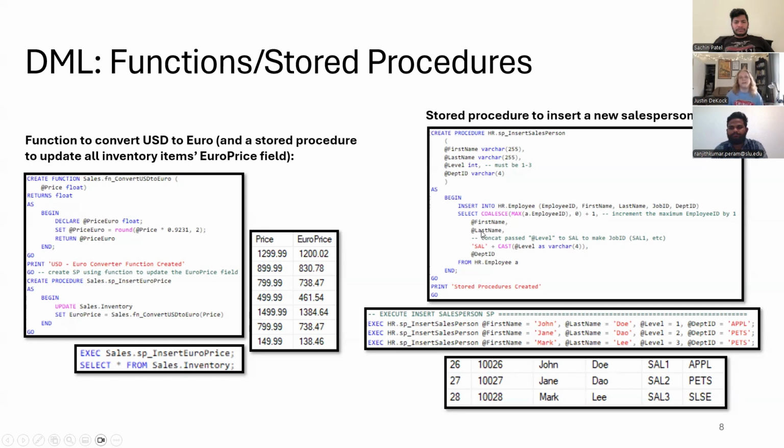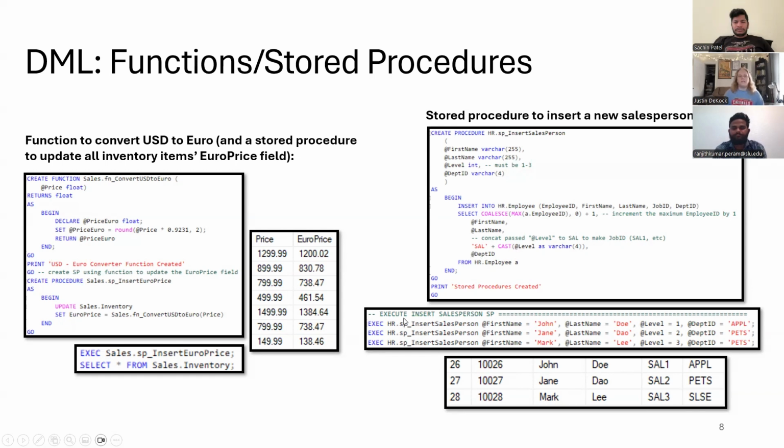And then the first name and last name just get passed directly to the table. And then this one, since this stored procedure is only for inserting a new salesperson into the table, all of our salespeople are defined as SAL1, SAL2, SAL3, for salesperson 1, salesperson 2, salesperson 3, etc. So that's why we pass a level as an int, so they pass 1, 2, or 3. And then we cast that integer as a varchar and concat it to the end of SAL. And then we just pass the department ID like that.